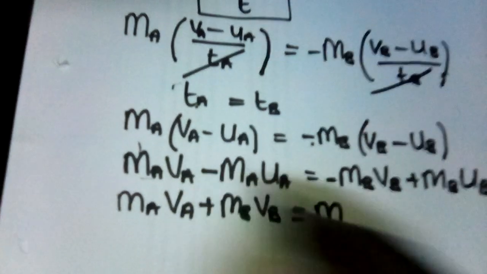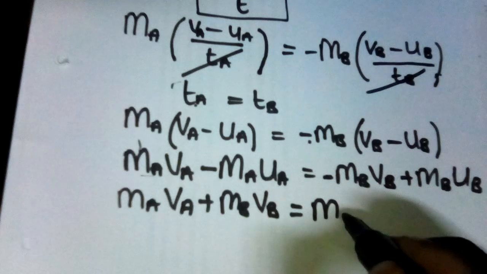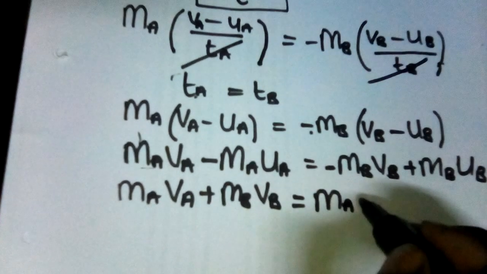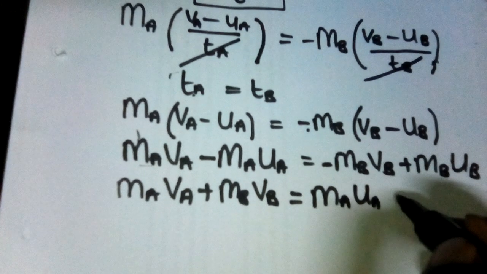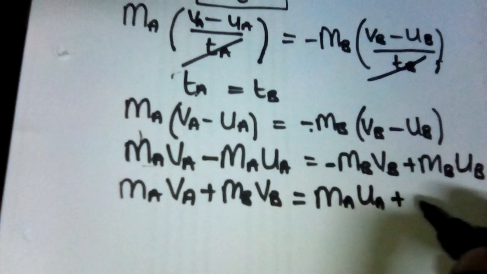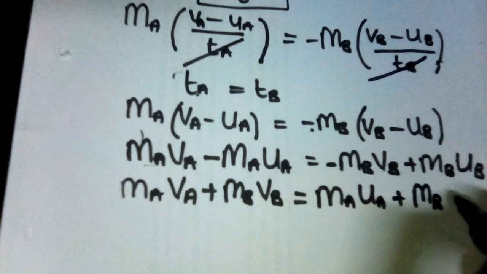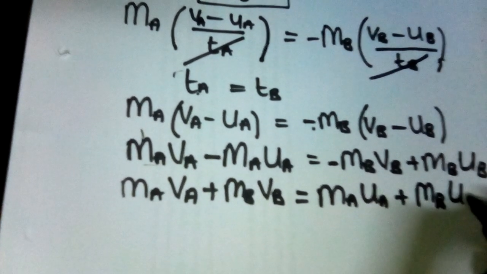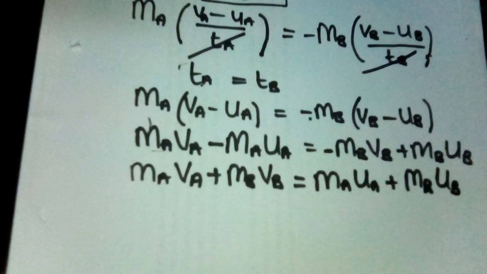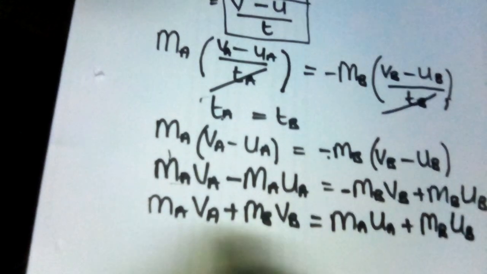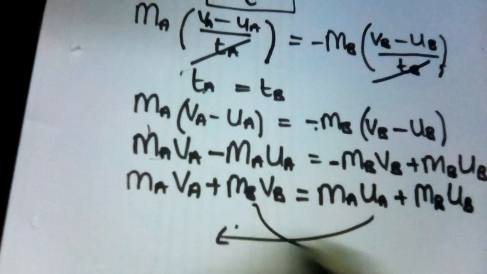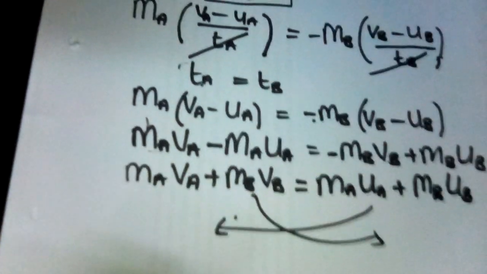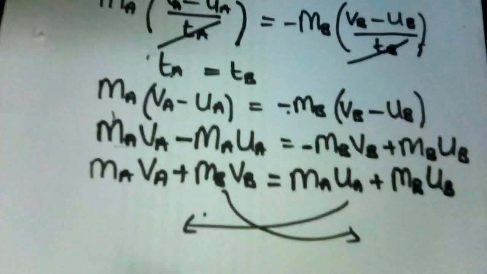which is now positive since it is negative here. We're going to have mass of A and the initial velocity of A, plus mass of B and the initial velocity of B. So we can swap this. We can bring this thing to this side, and this can go to the other side. There's nothing that has changed here. It is one and the same thing.